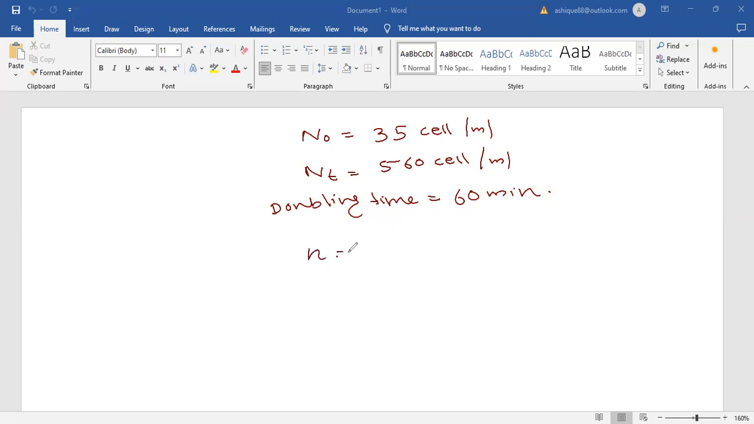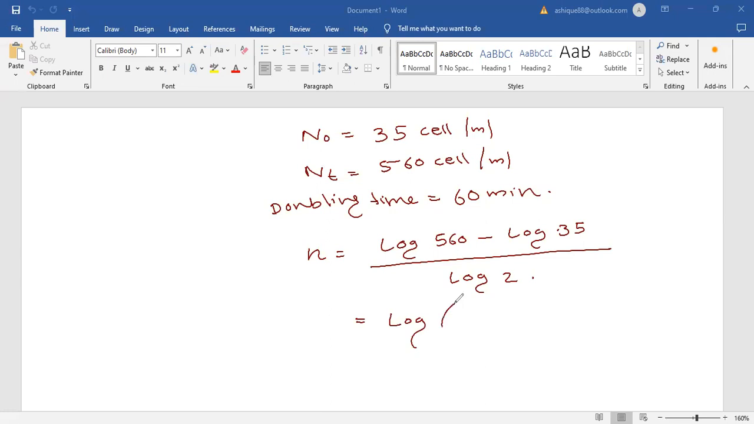If you are asked about n, you can simply substitute log 560 minus log 35, isn't it? Log Nt minus log N0, right? So log 560 minus log 35, divided by log 2. So you can find it in this manner. That will be log 560 minus log 35. You can write it in this manner: log of 560 by 35, divided by log 2.